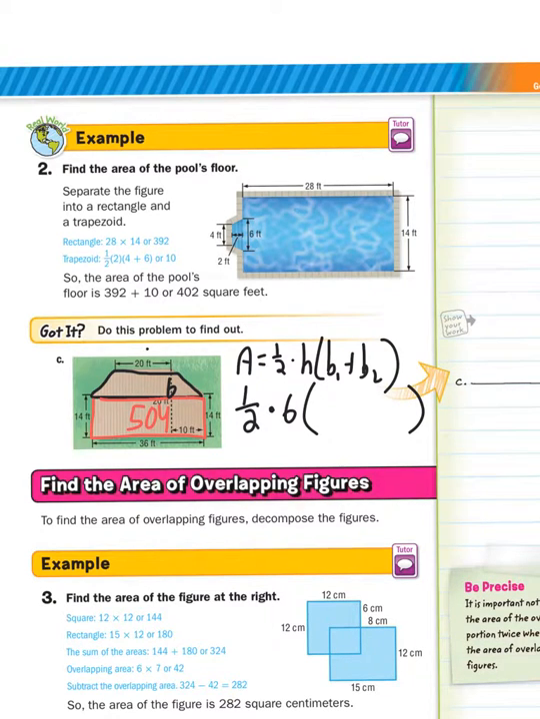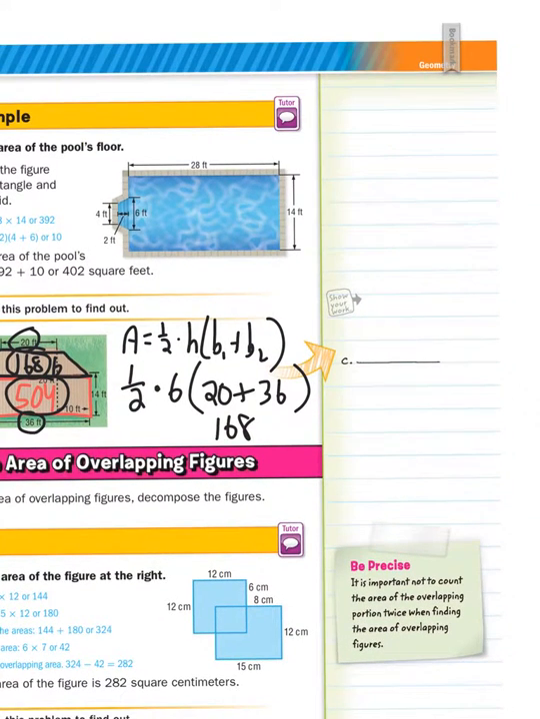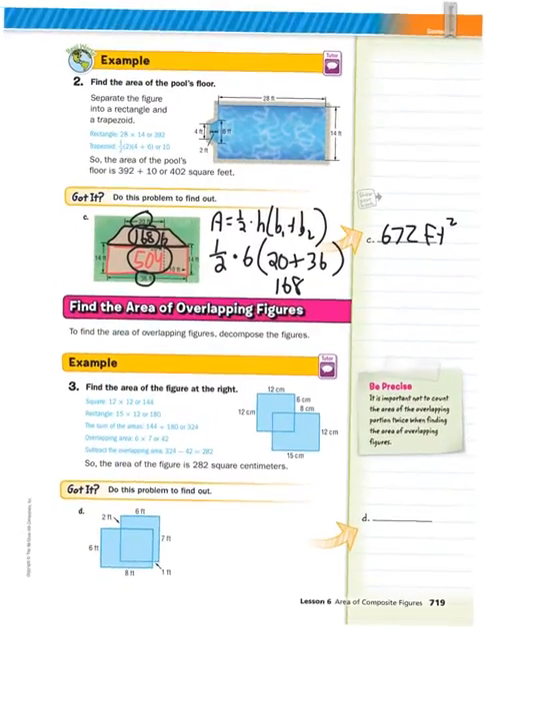Now, base 1 and base 2, base 1's easy, that's 20. And base 2, I'm going to steal right there, it's 36. So then, all I have to do is type that in. If I type it in, half times 6, parentheses, 20 plus 36, close parentheses, you get 168. So that means the area of the trapezoid is 168. Add 168 with the 504. Don't forget that last step because people do that all of the time. And you should have the answer of 672 square feet.